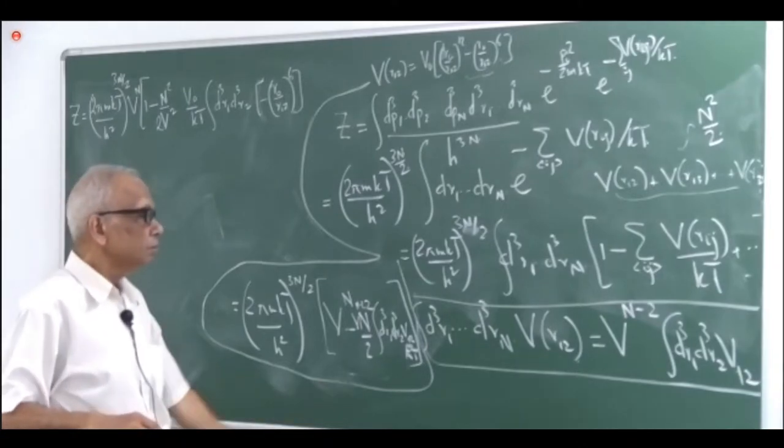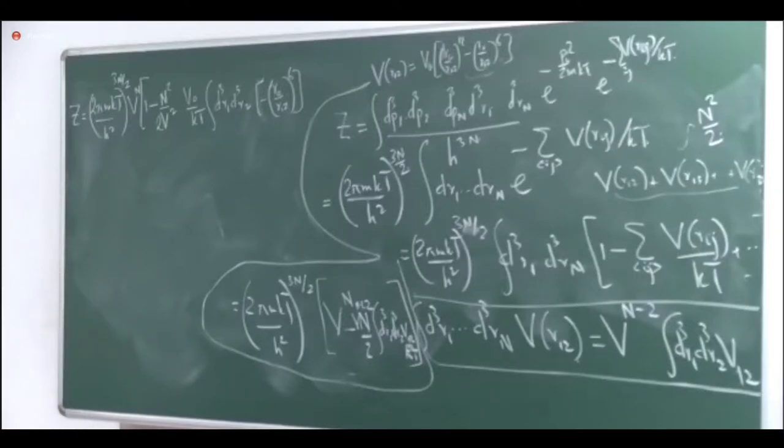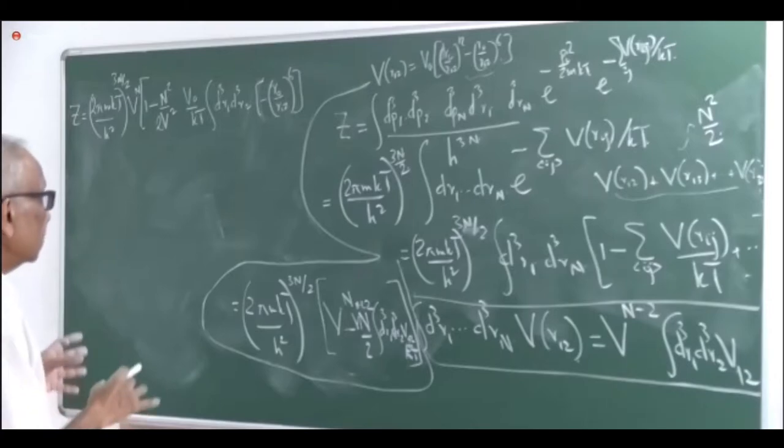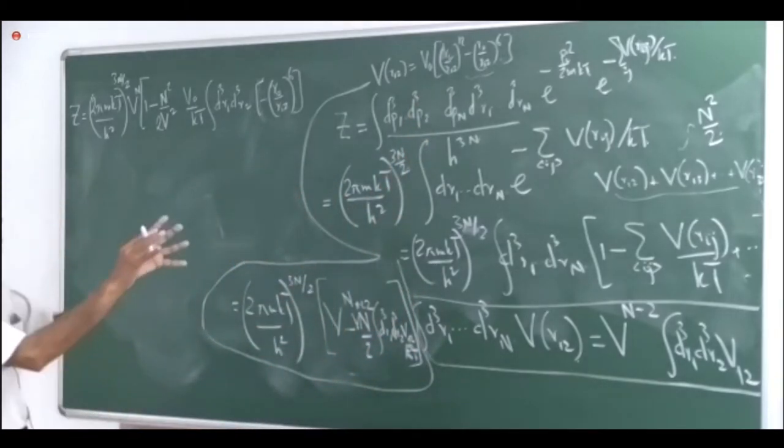So we are dropping the repulsive term, no? We are dropping the 1 by r to the power 12 term for the integral, because I have already taken that into account in the short-range repulsion, by using the excluded volume. So the calculation is only for the attractive part. Yes.